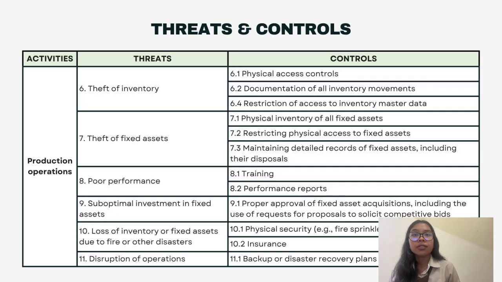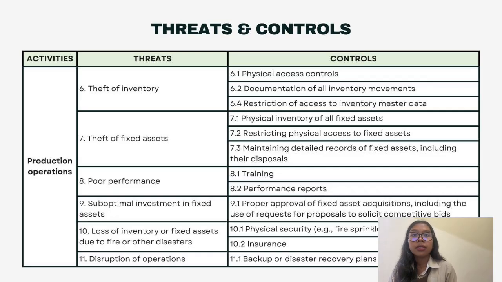And the second is theft of fixed assets. For the control is physical inventory of all fixed assets. And next is restricting physical access to fixed assets. Next is maintaining detailed records of fixed assets, including their disposals.